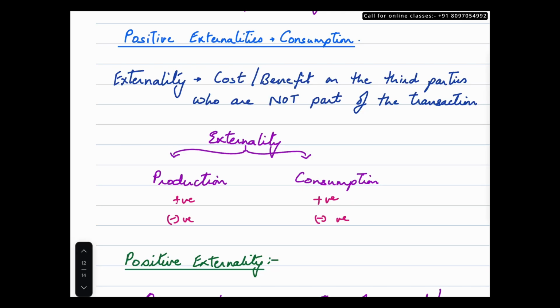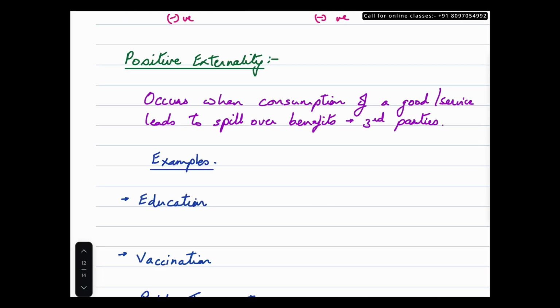Let's take a look at the definition of what a positive externality is. A positive externality of consumption occurs when the consumption of a good or service leads to a spillover benefit over the third party. Alright? That means when you, the consumer, buy or use the commodity or the service, someone else who is a third party, not a buyer or a seller to that transaction, would also get benefited from it. Now, they did not pay for it, they did not even ask for it, but they still do get the benefits. That is what a positive externality of consumption is.